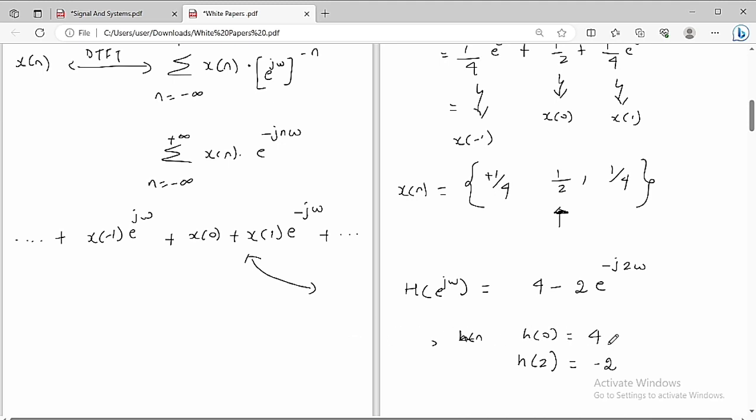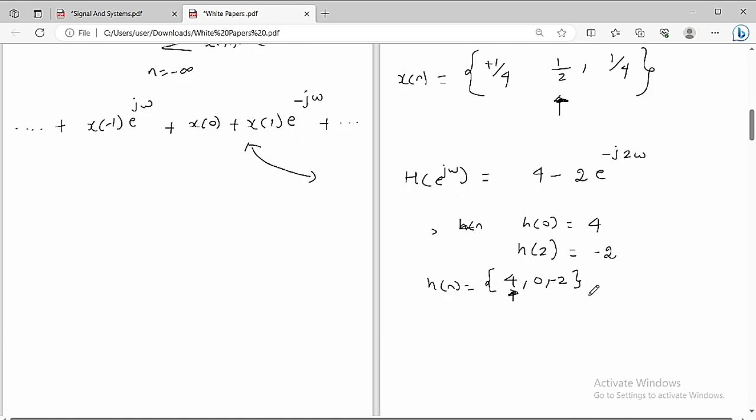So how can we write h of n? I can write it like this: 4, 0, minus 2, because this is 4 at n is equal to 0, 0 at n is equal to 1, and minus 2 at n is equal to 2. This is the thing we have to keep in mind. I can also write it in another fashion.